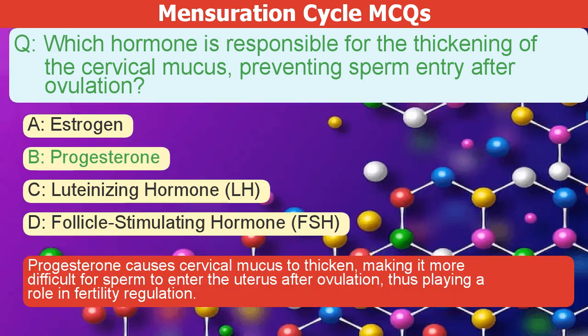The correct answer is B. Progesterone causes cervical mucus to thicken, making it more difficult for sperm to enter the uterus after ovulation, thus playing a role in fertility regulation.